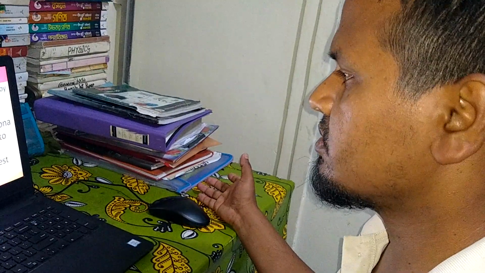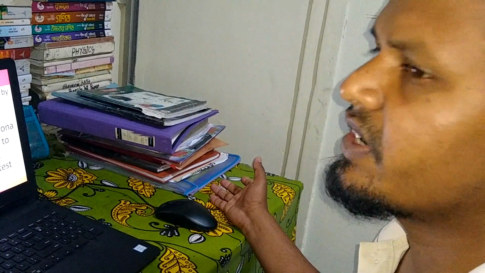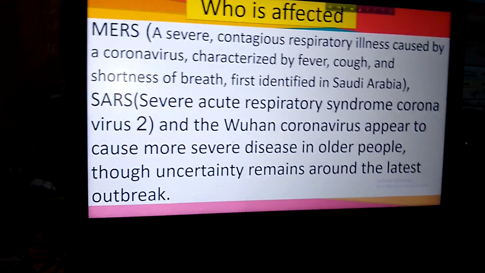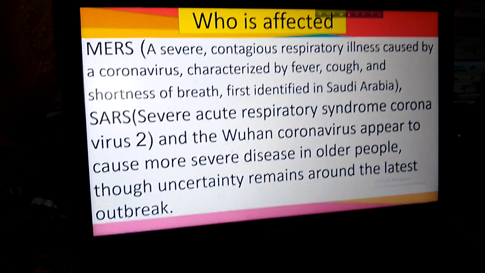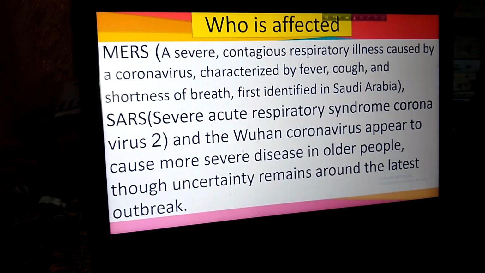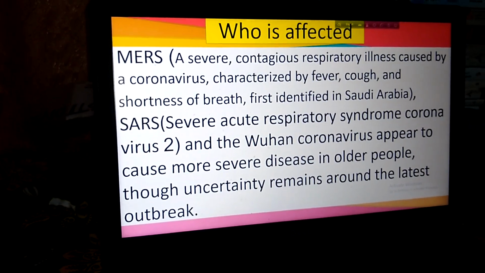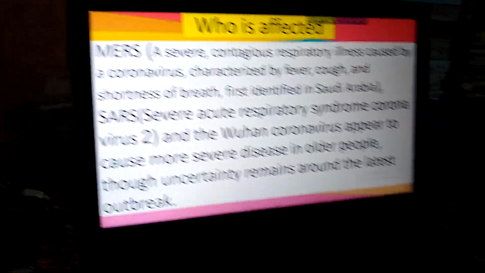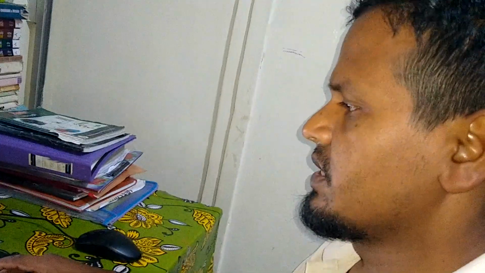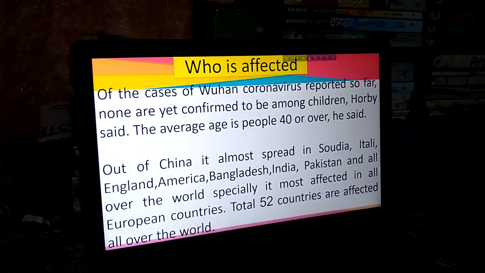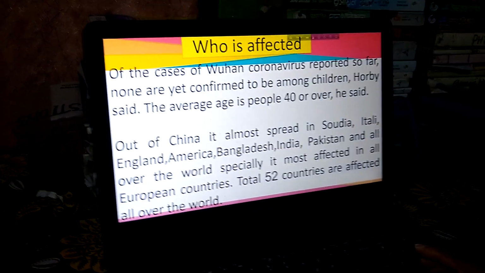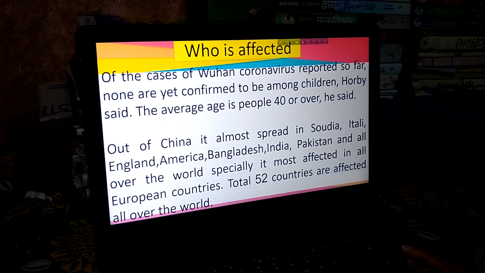But still we are moving very easily in our country. Our government and the people of Bangladesh are not that sincere about it. But in our country, up till today, we got the news that about 20 people are affected by this virus, and out of China, almost 52 countries are affected all over the world.